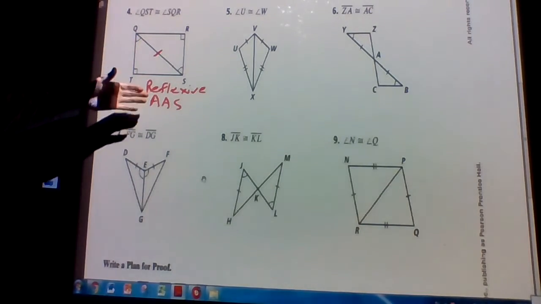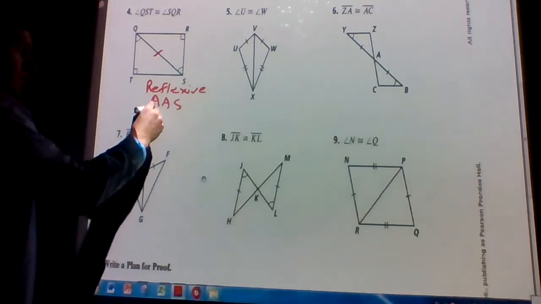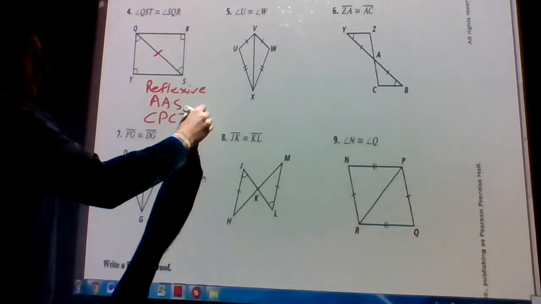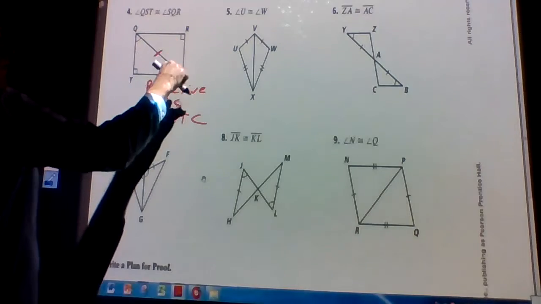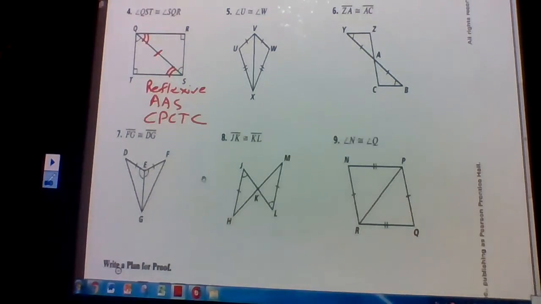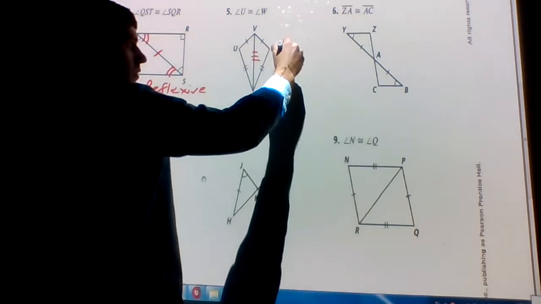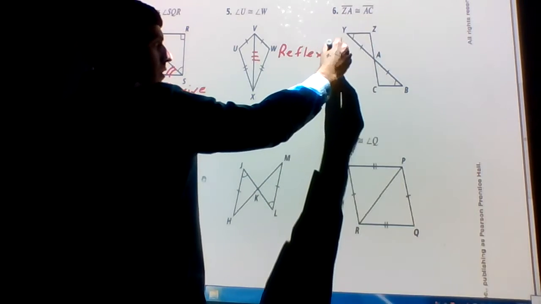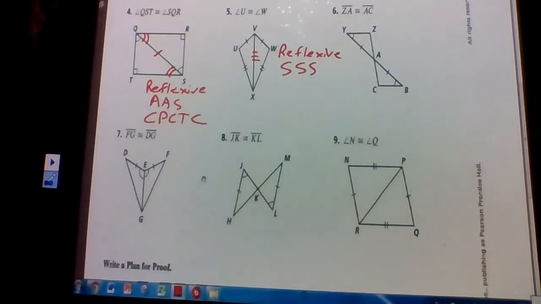And then since we have the triangles are congruent by angle, angle, side, we know that the corresponding parts of congruent triangles are congruent, which tells us angle QST is congruent to angle SQ. Once we know the triangles are congruent, we know the corresponding angles are congruent and the corresponding sides are congruent. Number five, we can use the reflexive property. We now have three pair of congruent sides, so we can use side, side, side to say that the two triangles are congruent.